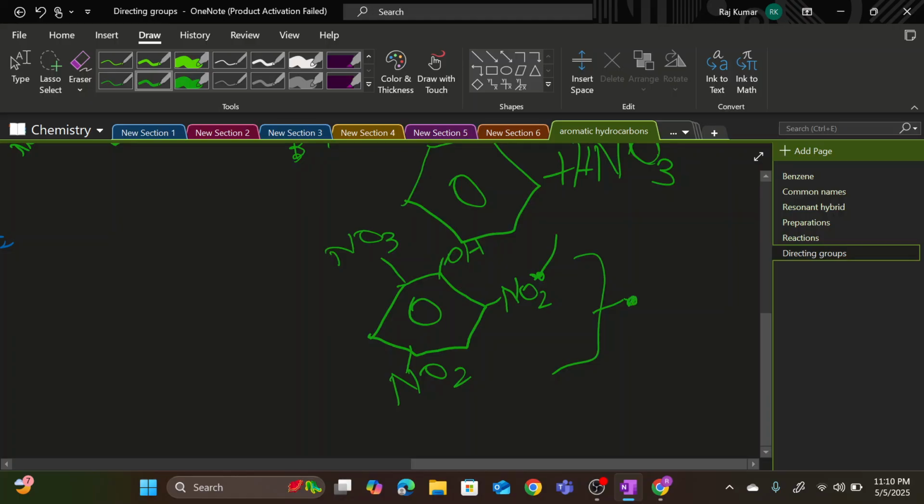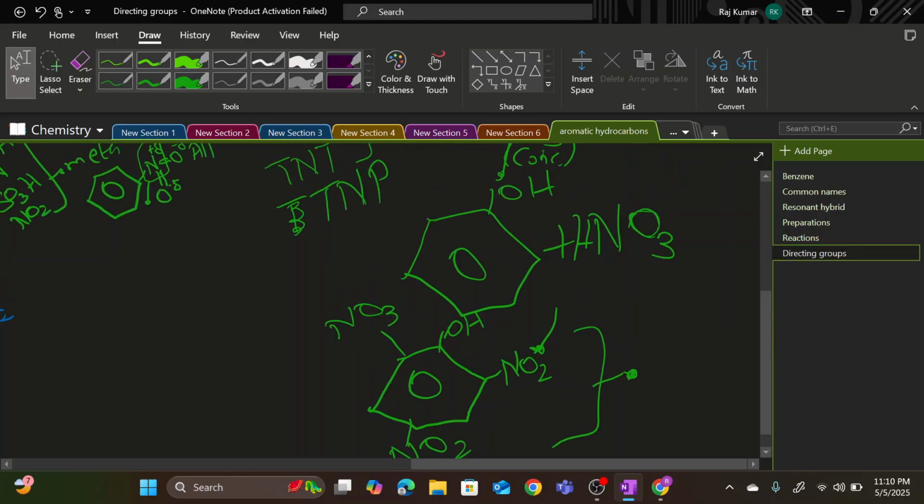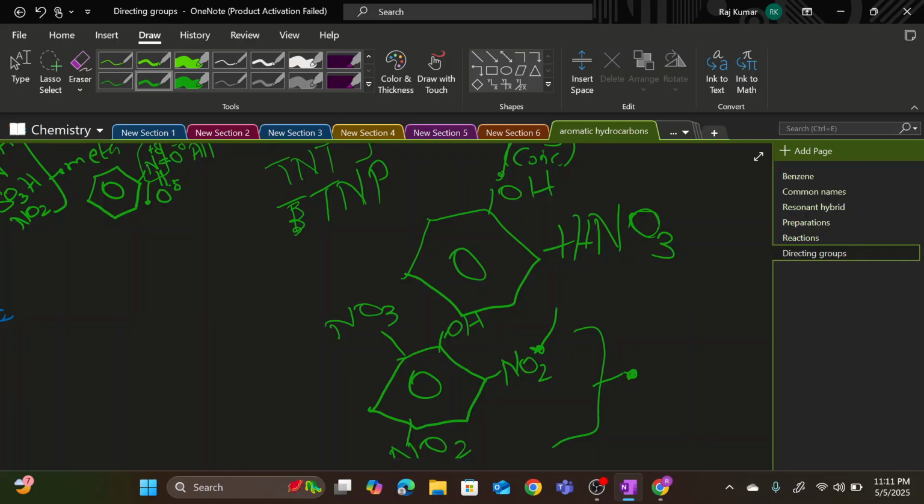That would be named as trinitrophenol, also known as picric acid, which is formed because the hydroxyl group is an activating, ortho-para-directing group, due to which it will direct the nitro group to the ortho and para positions, and this would be basically forming trinitrophenol, picric acid. So that's all about it.